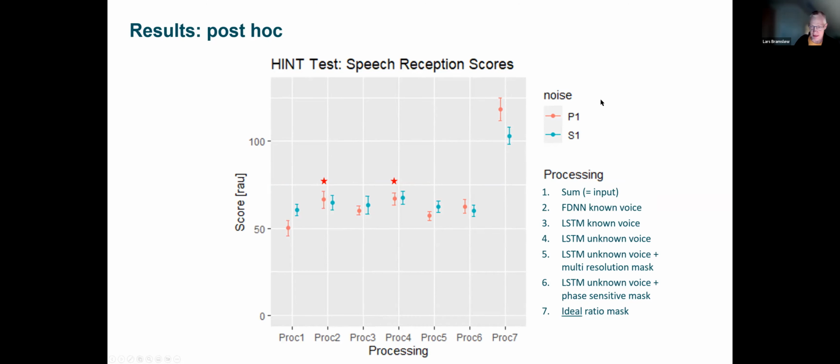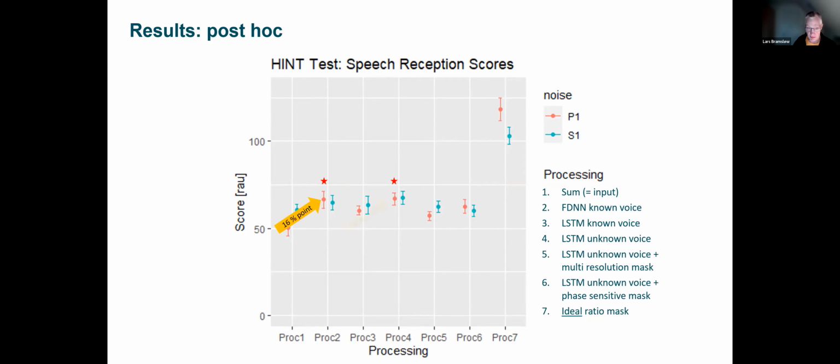So they're quite good. And the mixture again is at around 50%, somewhat lower for the party noise than for the shopping center noise. And only some of these actually turn out to be different from one another. And that's for the party noise. We get a 16 percentage point increase for the processing 2 condition. So that's the feed-forward network with a known voice.